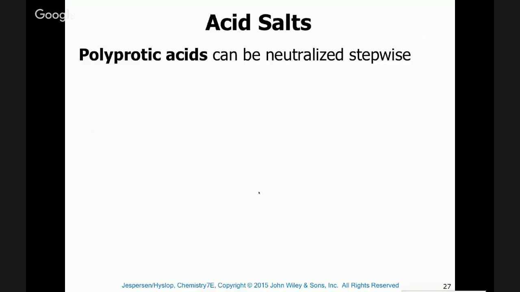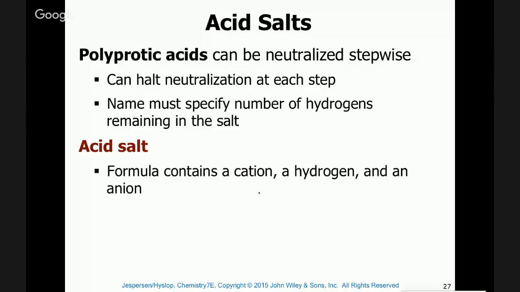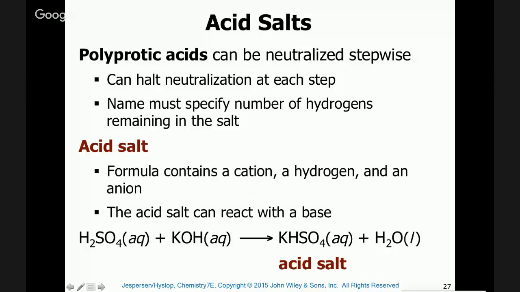So what about acid salts? Polyprotic, meaning many possible protons, your positively charged hydrogen atoms, can be neutralized stepwise. Can halt neutralization at each step. Name must specify a number of hydrogens remaining in the salt. So if we have an acid salt, the formula contains a cation, a hydrogen, and an anion. An acid salt can react with a base. Here we have sulfuric acid and potassium hydroxide forming our acid salt and water. So here we see our cation, hydrogen, and our anion sulfate.